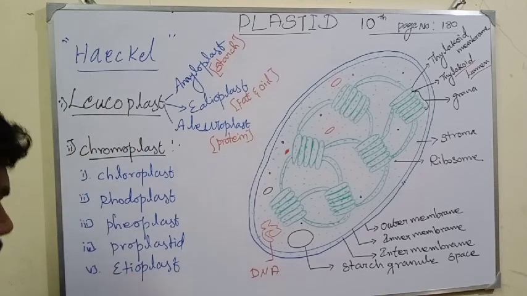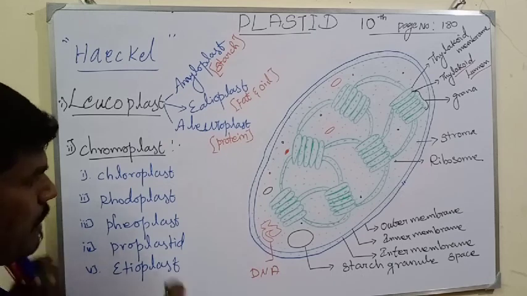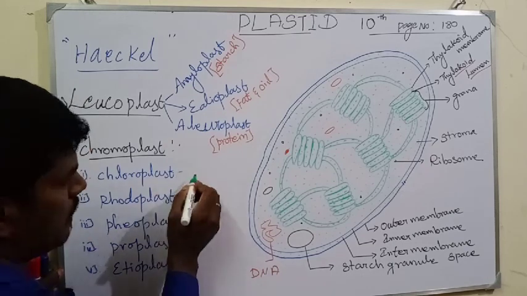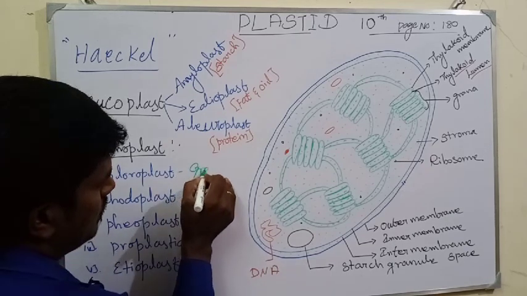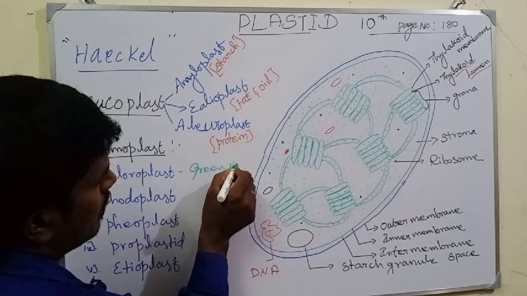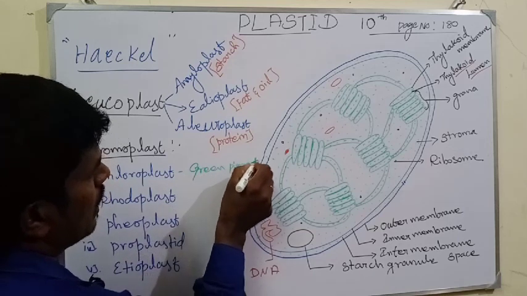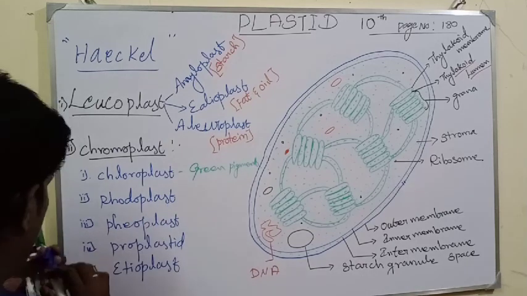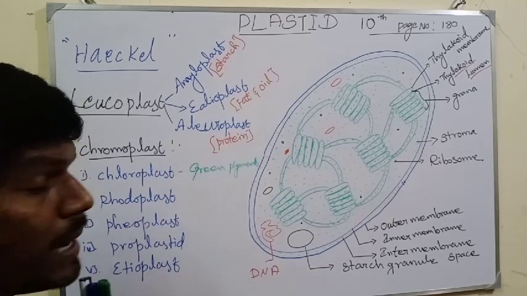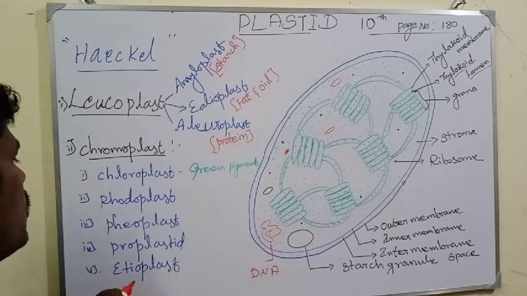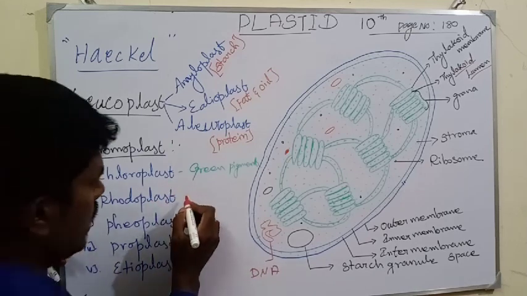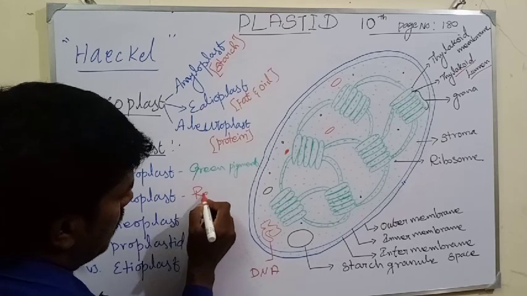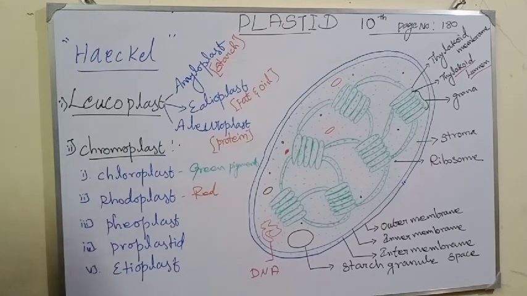Chloroplast is responsible for the green pigment. Which pigment is present inside the chloroplast? Green pigment. And then rhodoplast. Rhodoplast contains red pigment like phycoerythrin. Which pigment is present in rhodoplast? Red pigment. Sometimes it is asked in competitive exams. The rhodoplast is responsible for photosynthesis in red algae.